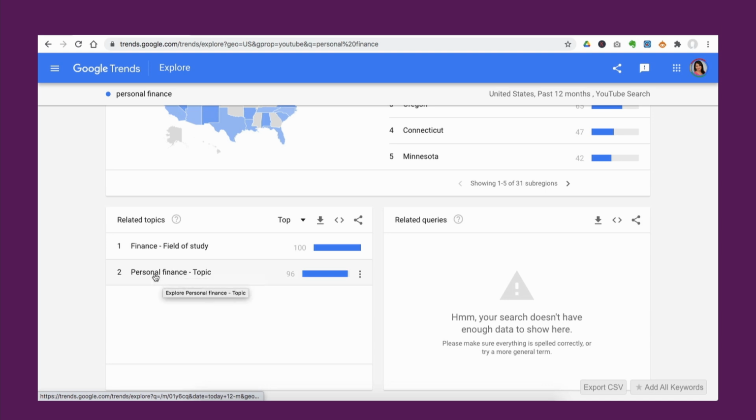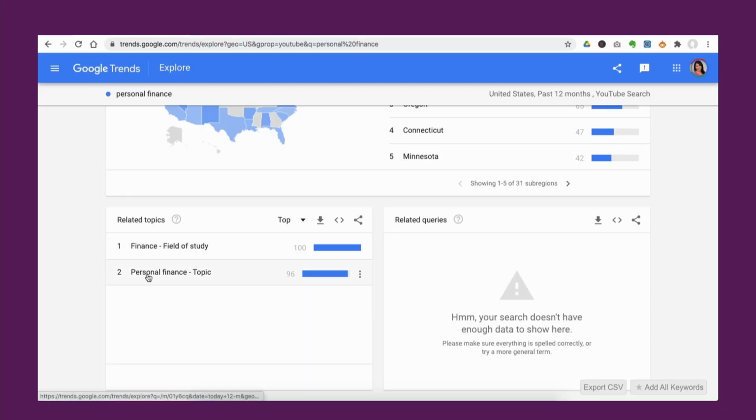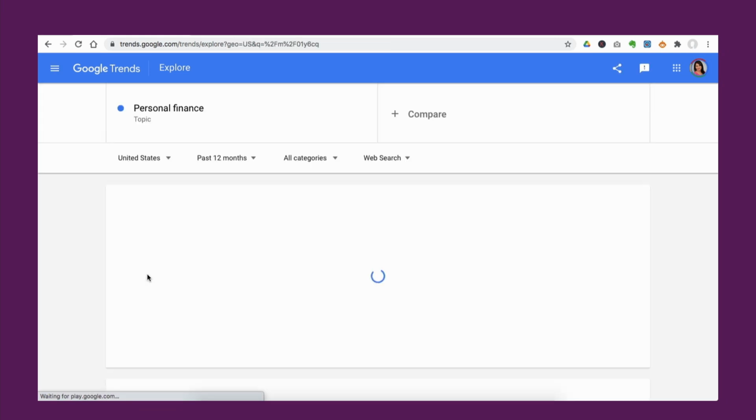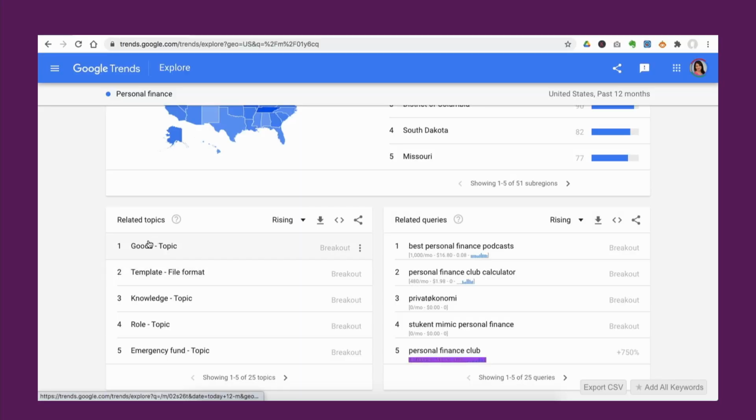So since there's very few related topics here, I'm going to drill down into this section and look for more related topics. And there is no data in related queries here, which means that this topic is pretty broad. So you want to drill down at this point and look for more data points. So I'm going to click on personal finance as a topic, and that should hopefully give me more related topics. And it does. Okay, so related topics here now are templates, knowledge, role, emergency fund. And I'm going to click this little arrow saying more topics. So this is one of 5 out of 25.